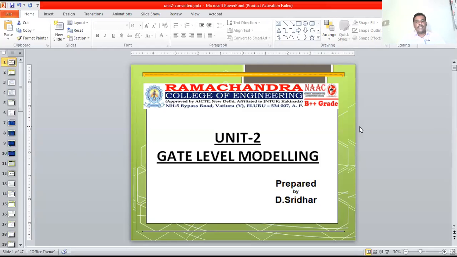In the last sessions, we discussed system design through Verilog, the first unit. In this session, I would like to discuss the second unit, gate level modeling. Our second unit title is gate level modeling.